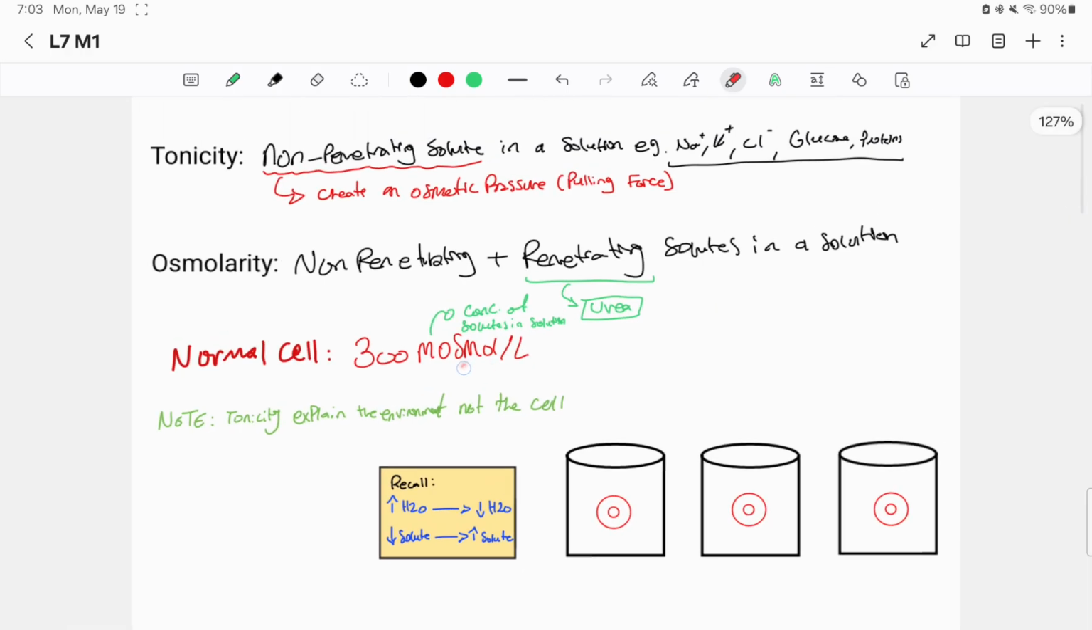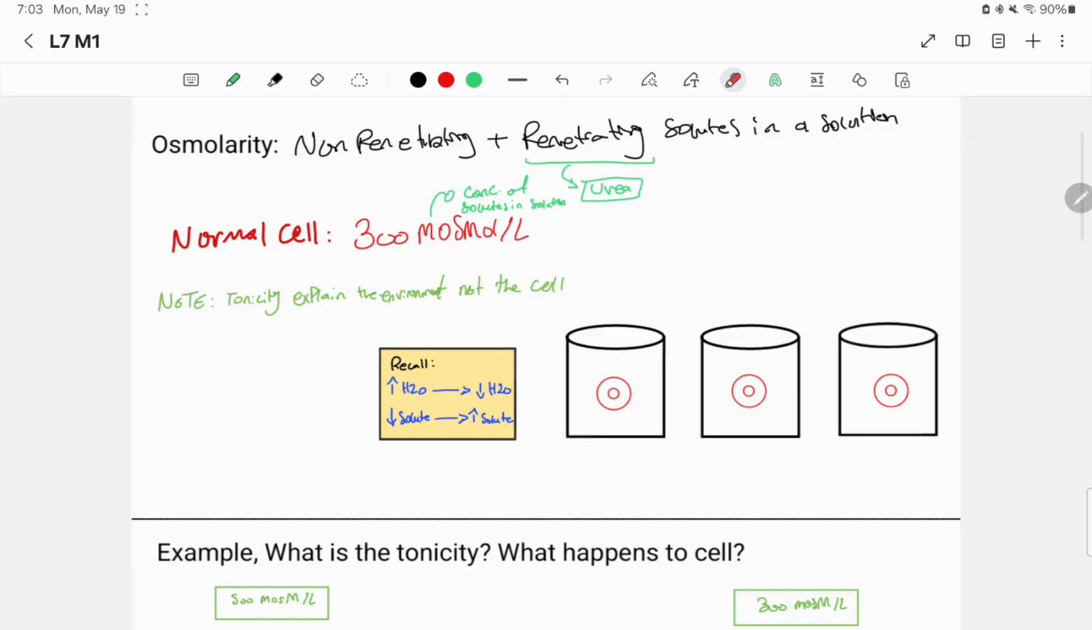But I just want you to understand what moles is and why we're using it as a unit of measurement here. And by the way, osmolarity should not be confused with osmolality. Osmolality is the unit of measurement in milliosmoles per kilogram, not per liter. So those are two different things. Related, but different.